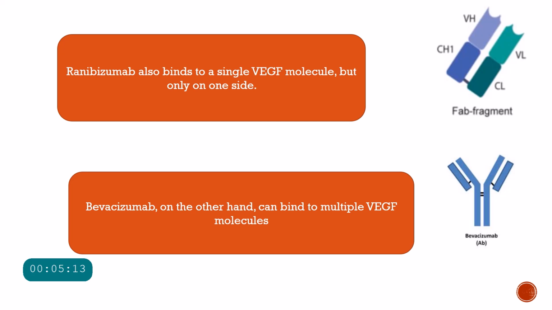Now, when I talked about the VEGF trap, I told you that the two arms of the antibody are going to bind with the VEGF in between. However, ranibizumab binds with a single VEGF molecule, only to the VEGF particle on one side. Then when we talk about bevacizumab, on the other hand, it can bind to multiple VEGF molecules because it can bind one here, one here, one here, like that.